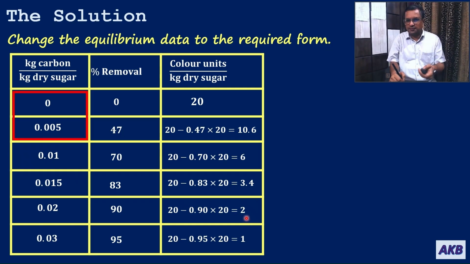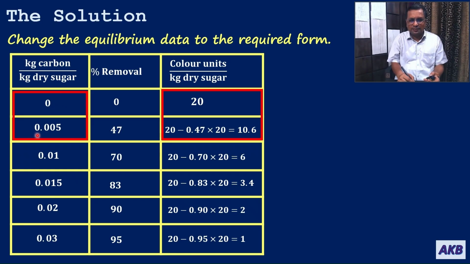Let us move ahead. Now let us look at the first two rows in the table. So if you look over here, the meaning is you are adding, initially there was 0 kg carbon per kg dry sugar.